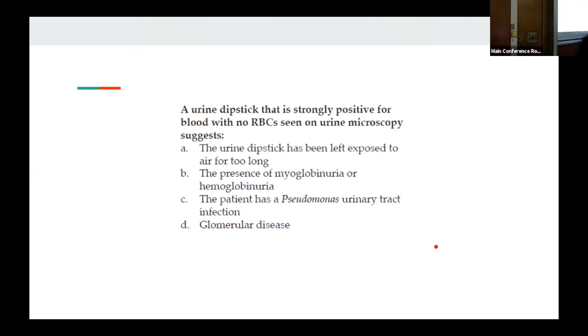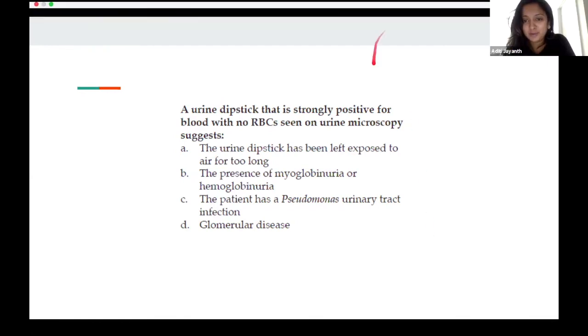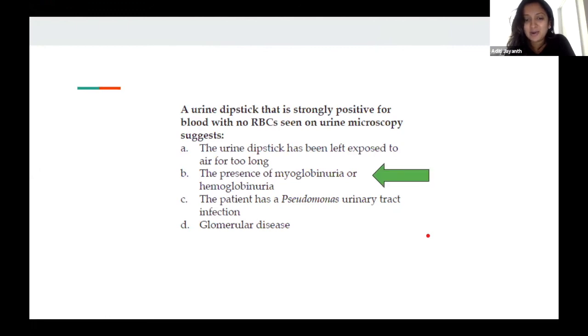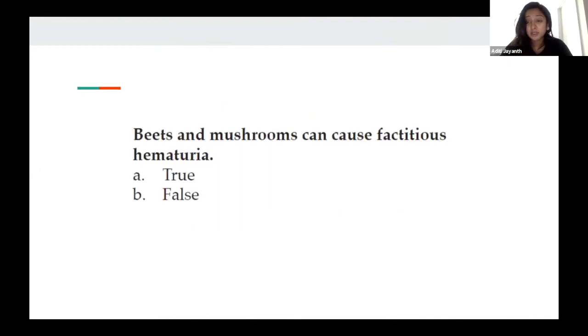So, a urine dipstick that is strongly positive for blood with no RBCs on urine microscopy. Can you guys tell me what this suggests? It's a pretty easy one, I think. B? B. Yeah, perfect. So concern for myoglobinuria or hemoglobinuria, right? Perfect. And beets and mushrooms can cause factitious hematuria. True. If you've ever eaten beets, they can also make your poop look red. So another thing to remember, although beets are delicious.